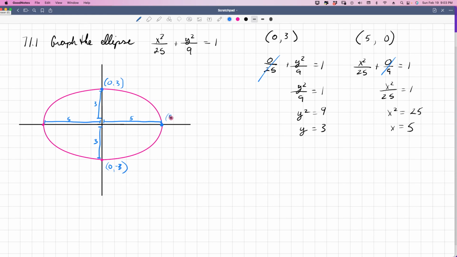So I also know that the other end of the ellipse has to be accounted for, and that would be -5 and 0. And so knowing those 4 points gives me the opportunity to draw an ellipse connecting all 4 of them. And that is how you would graph an ellipse. All right, there is another way. Let's look at the next practice problem.